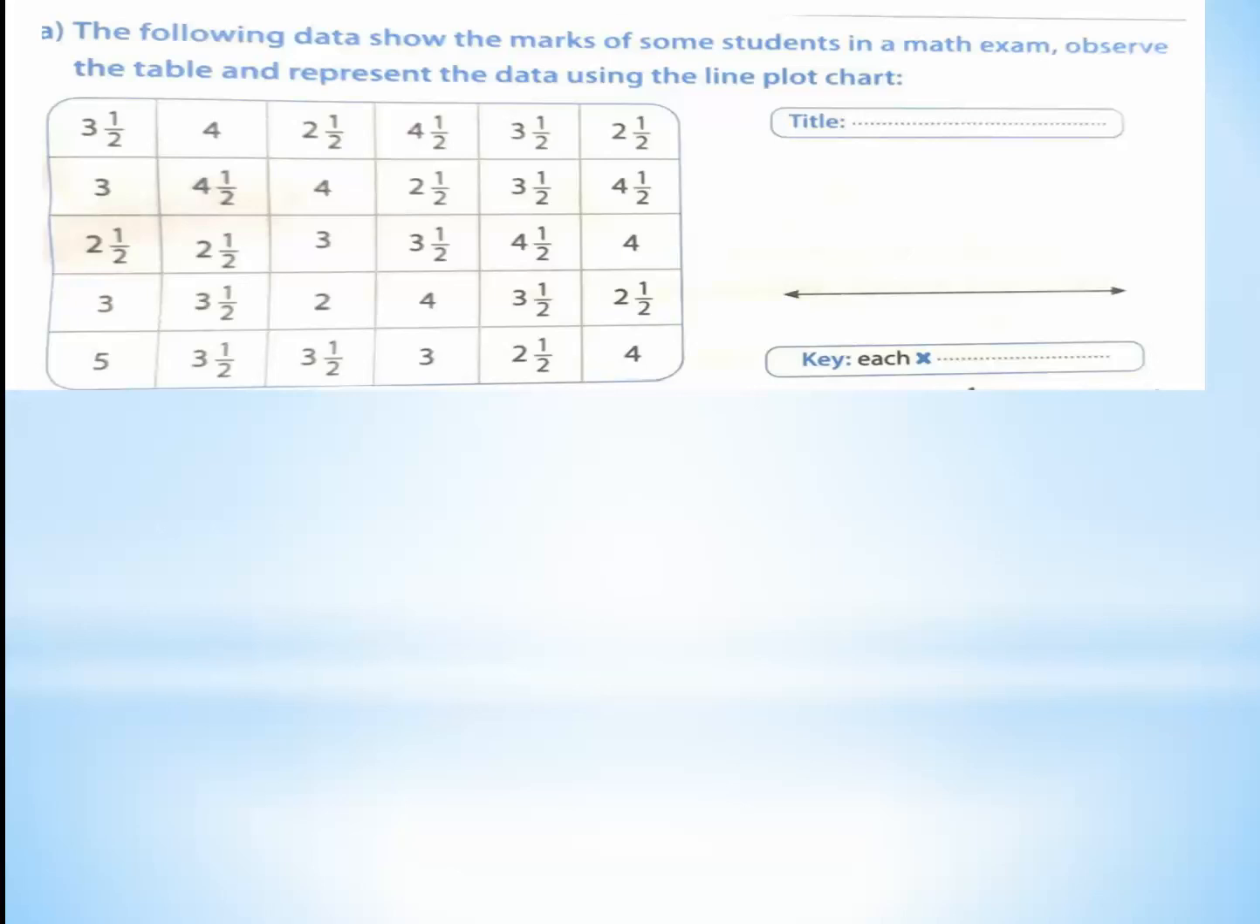The following data show the marks of some students in math exam. Observe the table and represent the data using the line plot chart. Okay, to draw the line plot chart, let's draw the straight line and divide it according to the data we have. The smallest number we have is 2, and we have 2.5, 3, 3.5, 4, 4.5, and 5. So let's write each line plot equal 1 student, and the title is marks in math exam.